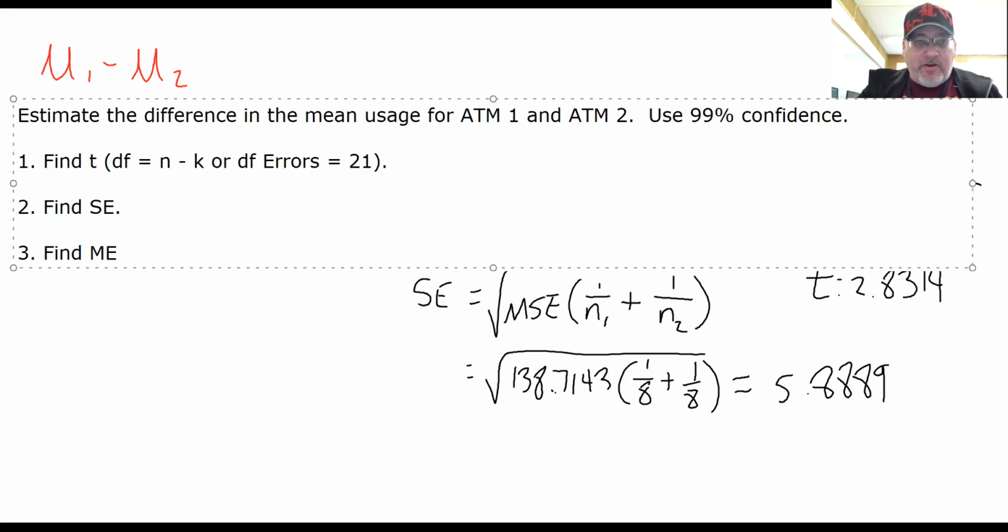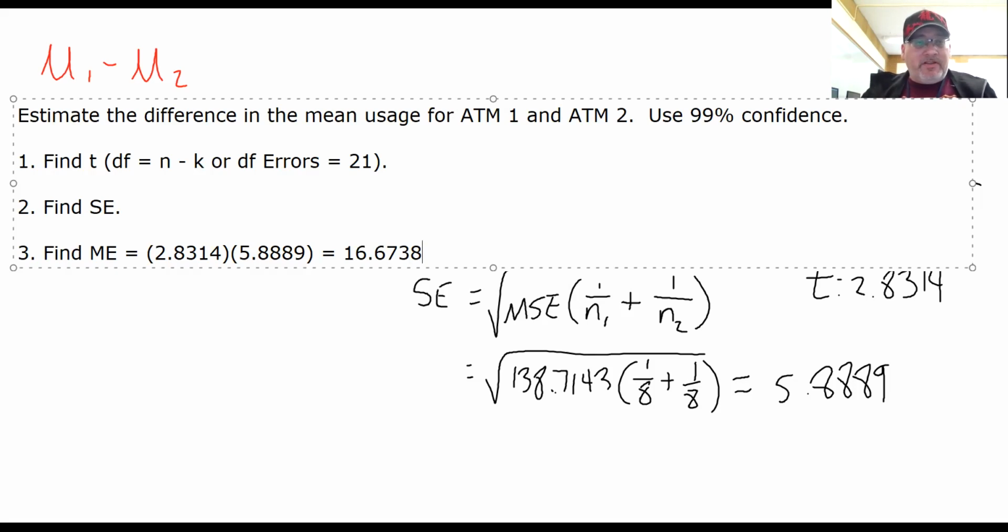We'll go ahead and set up the margin of error here. Margin of error is going to be our t-value, which was 2.8314, times our standard error, which was 5.8889. And again, we're just going to stick with the convention of rounding each answer to 4 decimal places as necessary. This keeps things from getting unnecessarily out of control. To 4 decimal places, I get 16.6738. It's actually a pretty large margin of error.